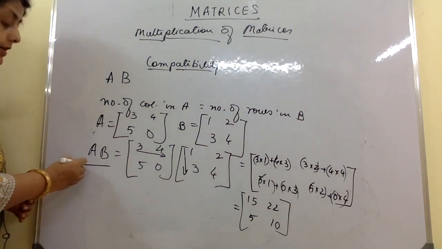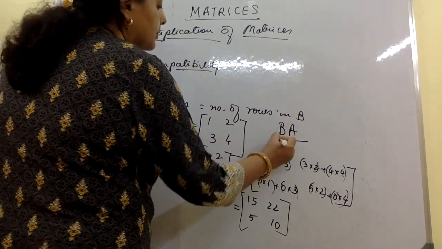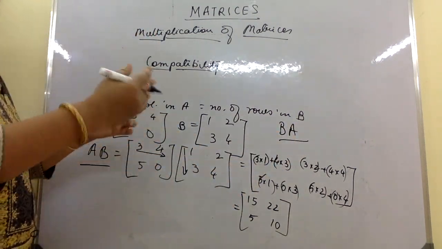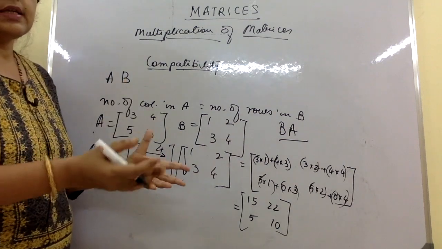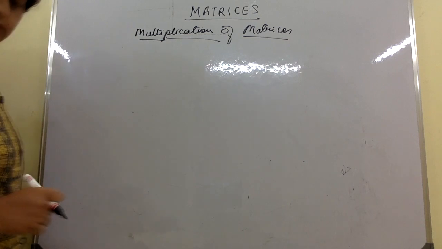Remember, matrix AB is very different from matrix BA. If you are supposed to give matrix BA, you have to write B first and A later and then do the multiplication. Okay, now here is a question.